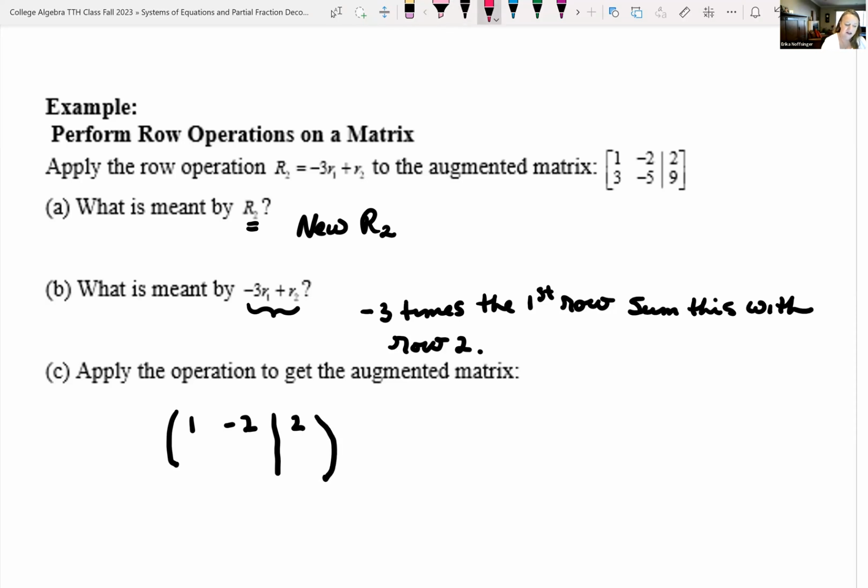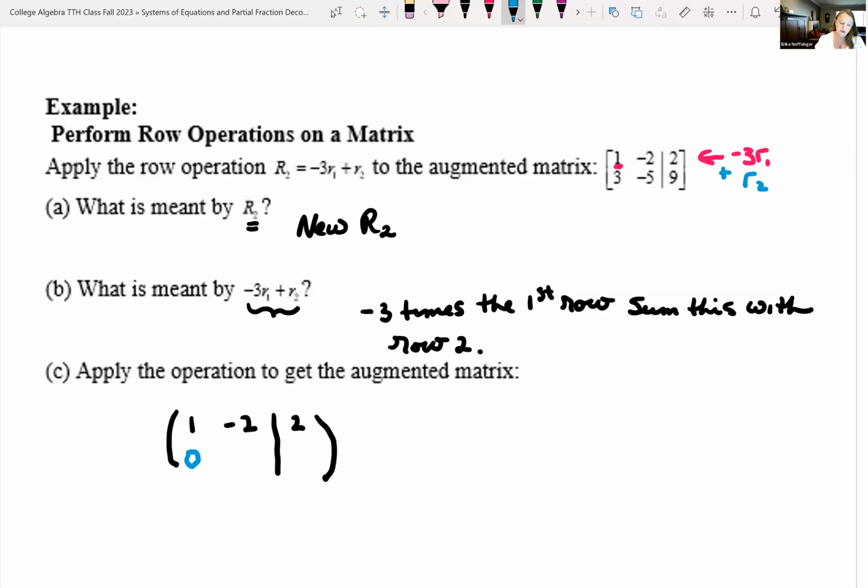So we can do a lot of this work in our head. So we're looking at -3 times this row 1. And then we're going to sum it with a number below it, plus row 2. So if I look at -3 times 1, that's -3 plus the number right below it, which is 3. So -3 plus 3 would give me 0 here.